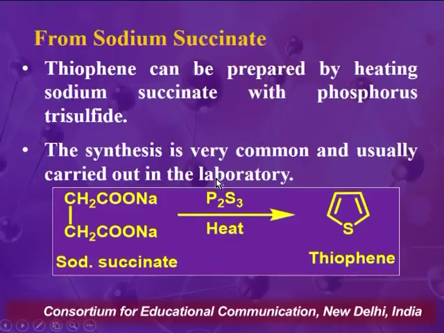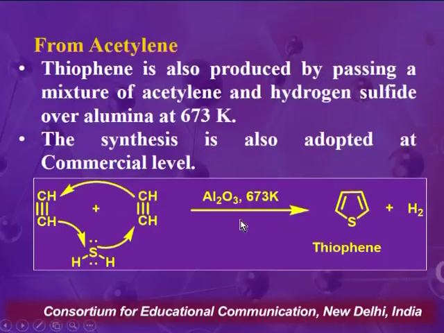Thiophene can be prepared by heating sodium succinate with phosphorus trisulfide, and the synthesis is very common and usually carried out in the laboratory. So this molecule is sodium succinate, and in the presence of phosphorus trisulfide on heating, it will produce thiophene in almost quantitative yield. The next synthesis of thiophene will be from the acetylene molecule.